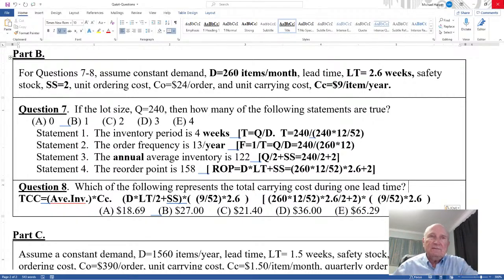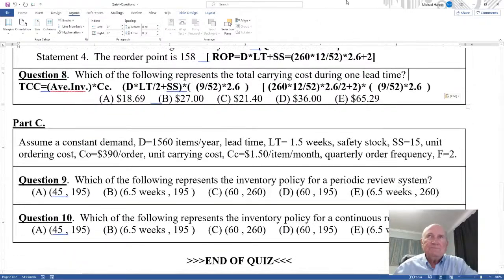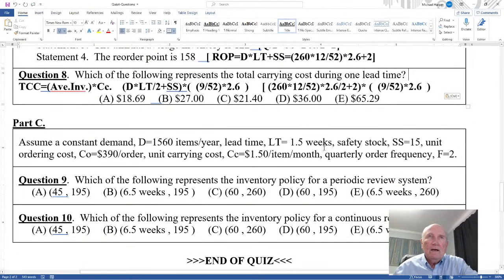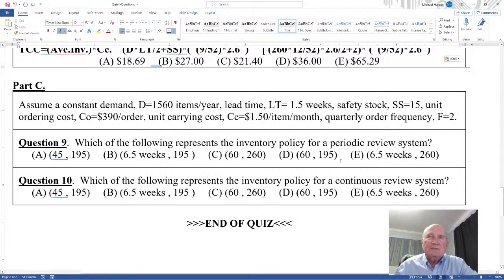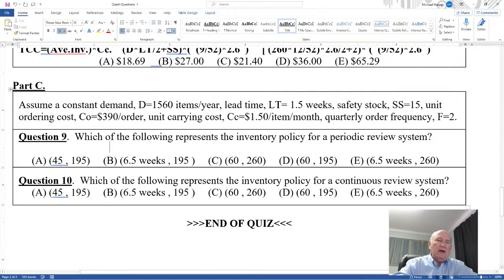Now part C down here, the last two questions, is just going over the periodic review system and the continuous review system, and we'll see that in the homework. Again, a constant demand rate, lead time, safety stock, ordering cost, carrying cost, etc., and a frequency F equals 2. Which of the following represents the inventory plus for a periodic review system and a continuous review system? Remember, periodic is TQ.